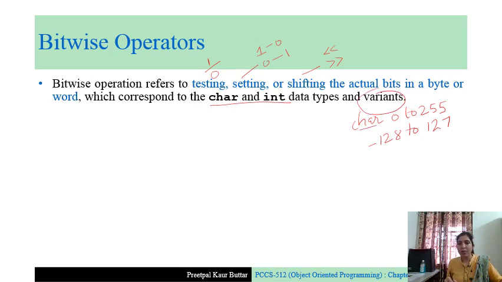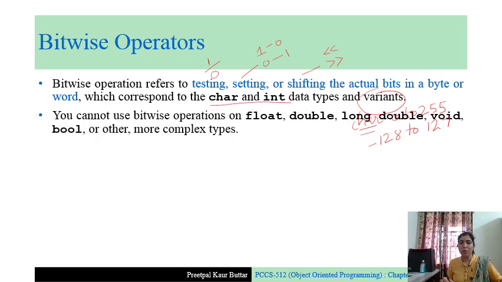Variants means you can use char, you can also use unsigned char, signed char. Similarly, you can use int, you can use short int, long int, signed int, unsigned int. So these are all the variants of these two data types. You cannot use bitwise operators on complex data types such as float, double, long double, void, bool, etc.